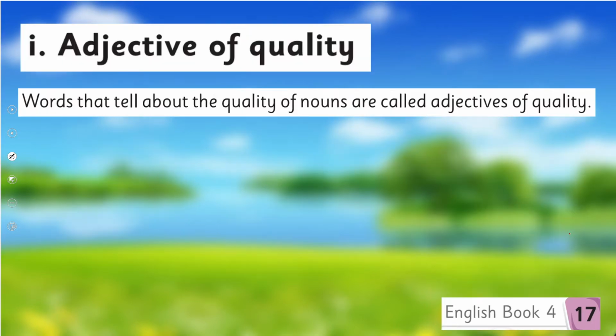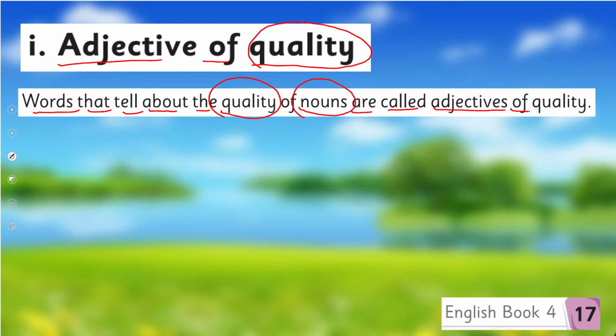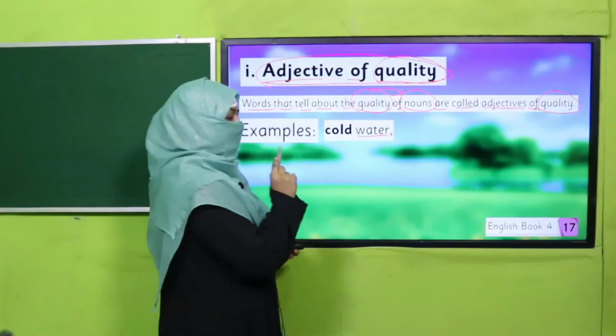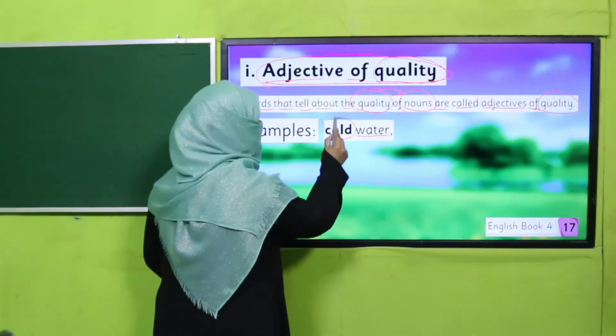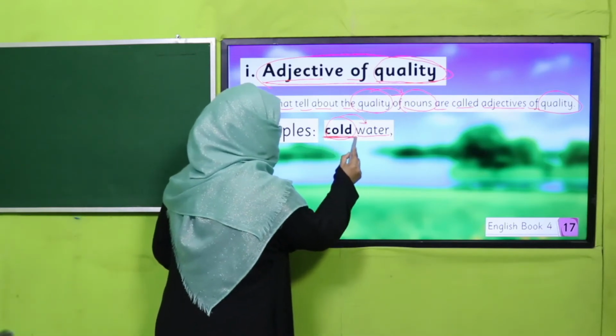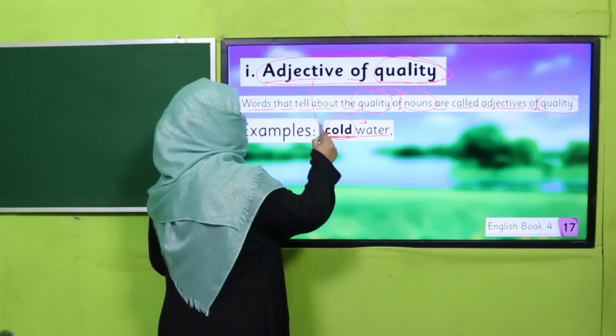So what are the kinds of adjectives? The first is adjective of quality. What is adjective of quality? The words that tell about the quality of nouns are called adjectives of quality. Means a word which tells you the quality of the noun is called adjective of quality. Its examples are cold water. Now we know what a noun is and cold is telling what type. What is the quality of this water? We are talking about it's cold. That's why this adjective cold is called adjective of quality.